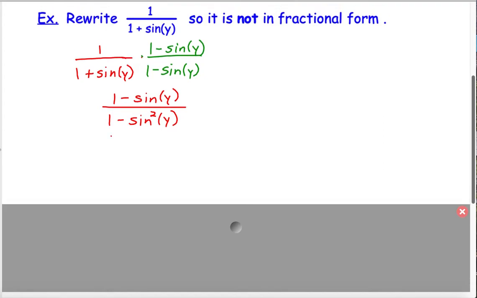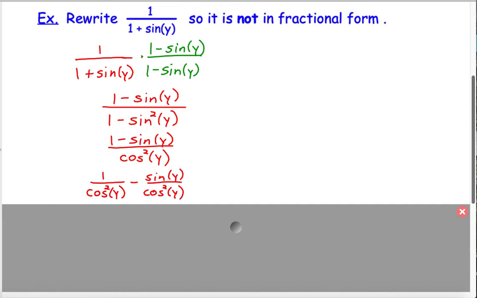So now I have 1 minus sine of y over cosine squared of y. Now you're thinking, well, that's still a fraction. How does that help me? Well, I could split this up into two separate fractions. So I could write this as 1 over cosine squared of y. I think you know what we're going to do with that. And then minus sine of y over cosine squared of y.